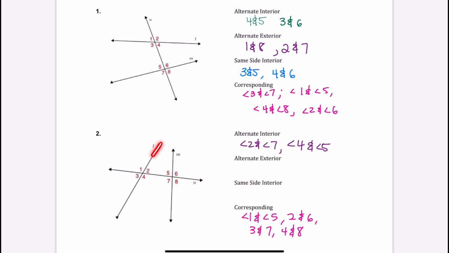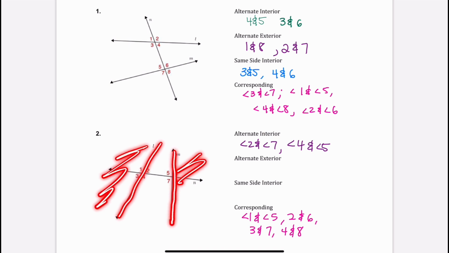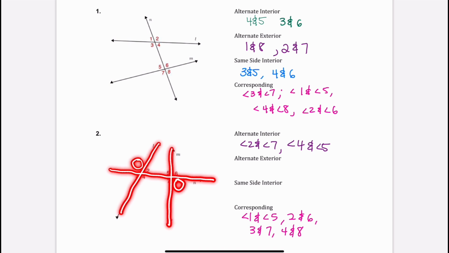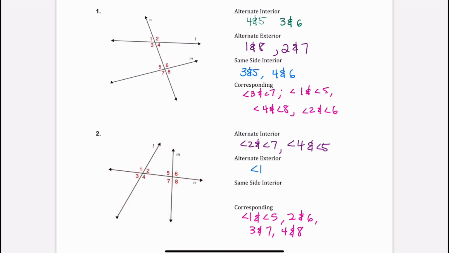Alternate exterior, here's our two lines. Exterior would be on the outside of the two lines, and we're looking for alternating sides. So here's our transversal, here's our two lines. We're alternating sides on the exterior of the lines. So we're going to have 1 and 8 and 3 and 6.